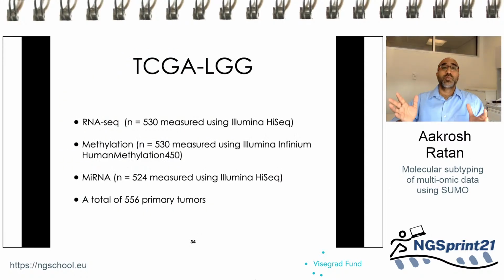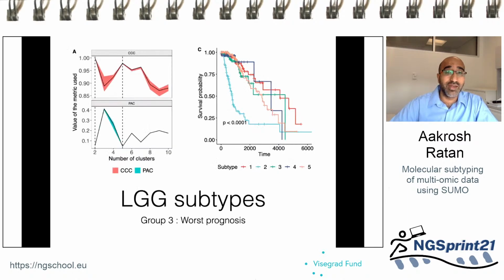All right, so what we did was we started out with 530 patients for whom we had RNA-seq information, and 530 patients for whom we had methylation data, which measured a large number of probes, 450,000 probes, if I remember correctly. And we had 524 patients from whom we got microRNA data. So we had a total of 556 primary tumors, and we decided to use SUMO with this data set.